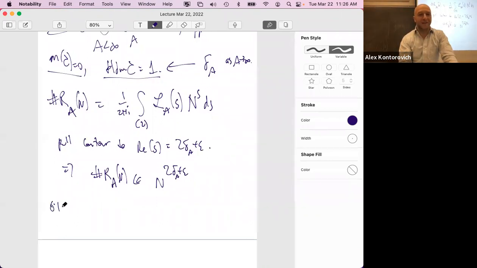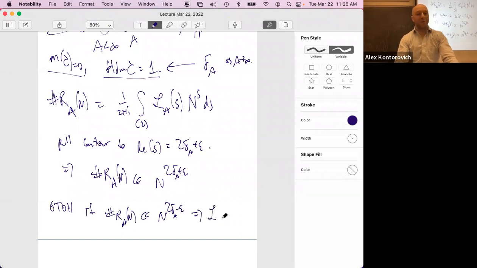On the other hand, or conversely, if the number of points of RAN were less than n to the 2 delta minus epsilon asymptotically, then the L function LA of s would converge absolutely beyond its abscissa.